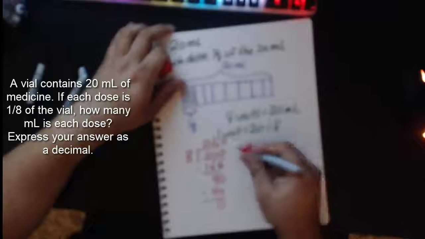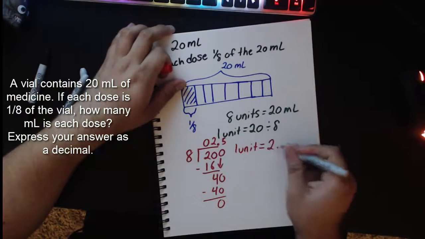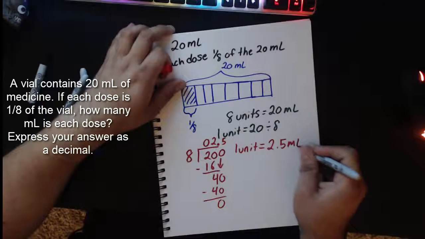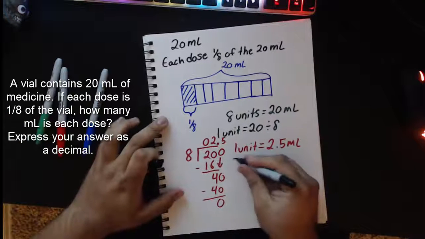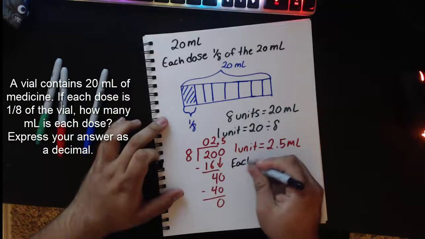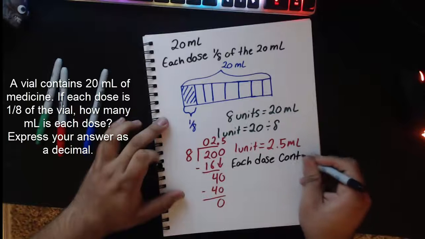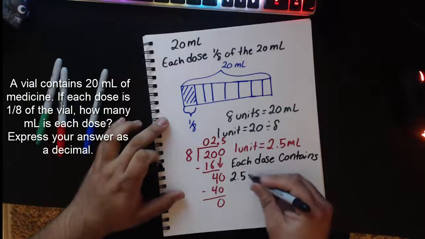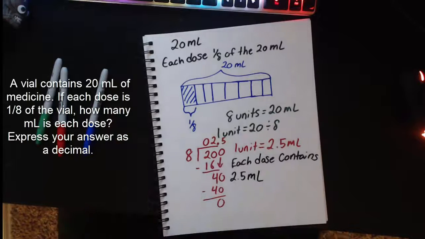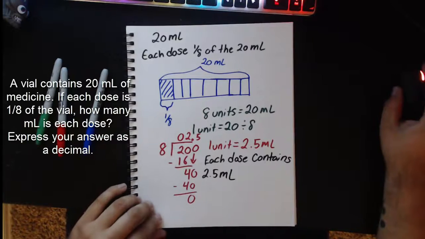So in 1 unit, I have 2.5 milliliters. And that is my answer to this problem. Each dose contains 2.5 milliliters. Ta-da! Let's go to another word problem.